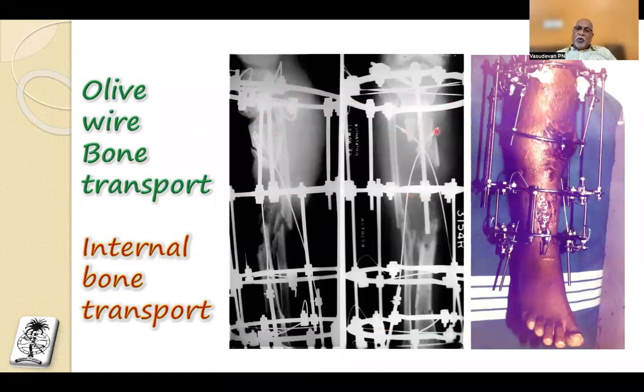But there is no space to hold it. So I used the olive wire to pull it down on a special pulling device. This is known as an internal bone transport. The earlier one I've shown was an external bone transport. I kept a dummy ring there so that when the fragment comes down, I can catch that fragment here for compressing with the distal bone.